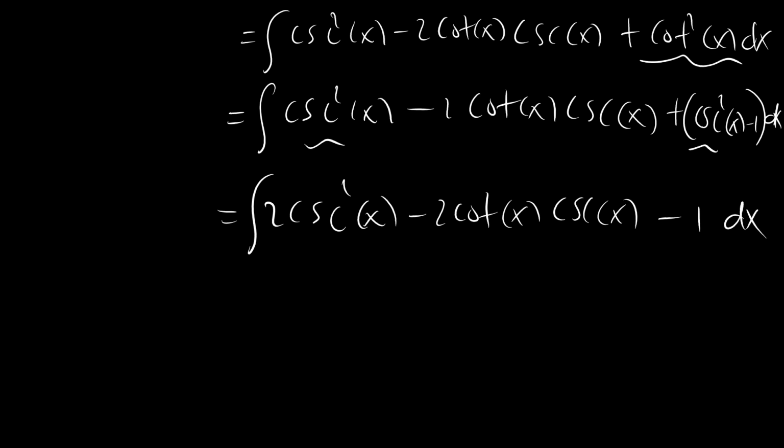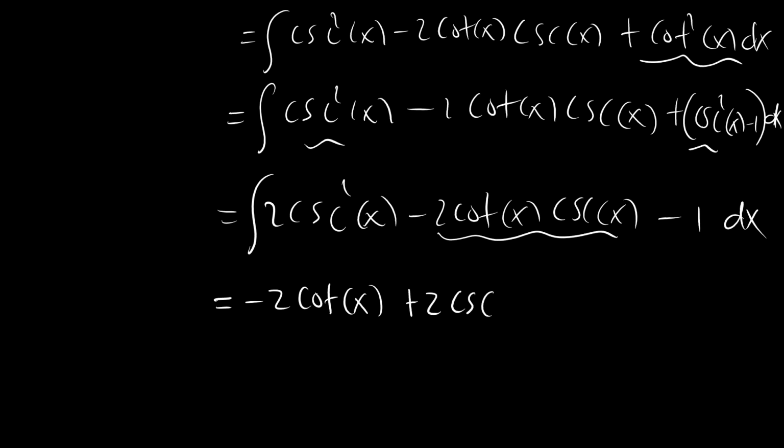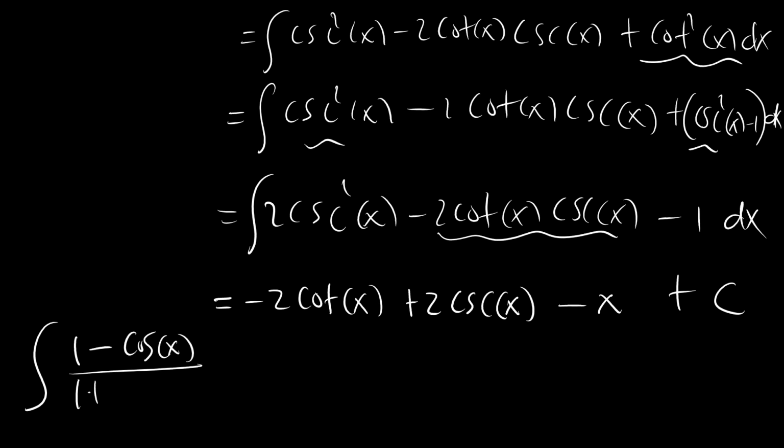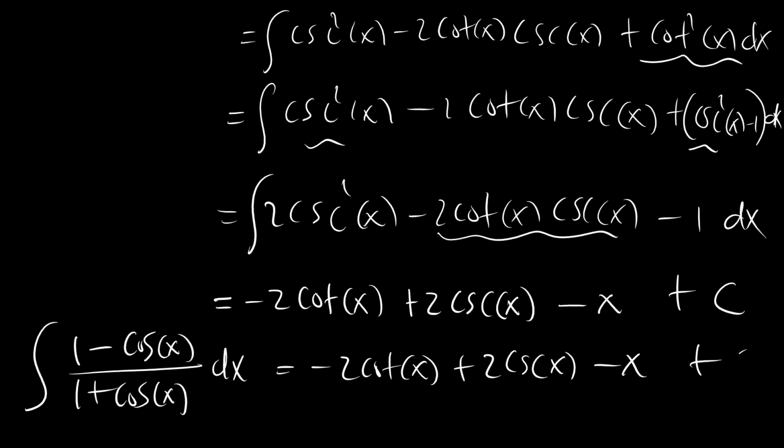And so we know negative cosec squared x is what we get when we differentiate cotangent of x. So what we're going to get here is 2 cotangent of x when integrated, and then this as well, this is what we get when we differentiate cosec of x. So we have twice cosec of x minus x plus c. And so our integral of 1 minus cosine of x over 1 plus cosine of x is equal to twice cotangent of x plus twice cosec of x minus x plus c. And that is the answer.